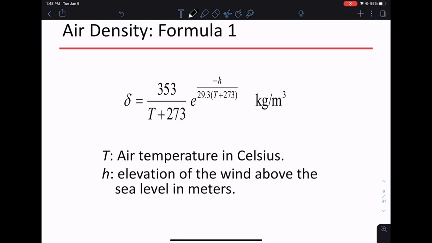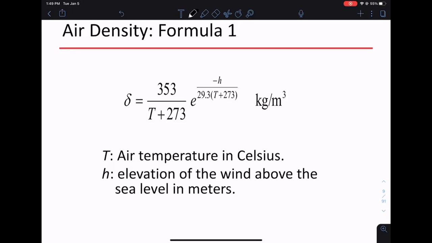These are empirical formulas. There's not much to say about them except that you should know where they are. In the homework or in the exams, you'll see a question that says the height is 10 meters, the temperature is 20 degrees Celsius, compute the power. Then all you need to know is where to find these equations. These are just fitted equations we have for density. One equation has to do with the height, the elevation of where you are.